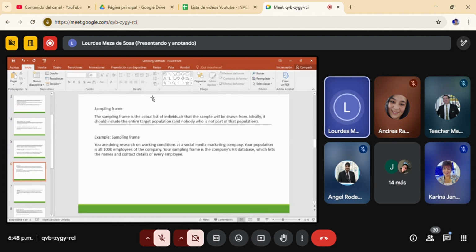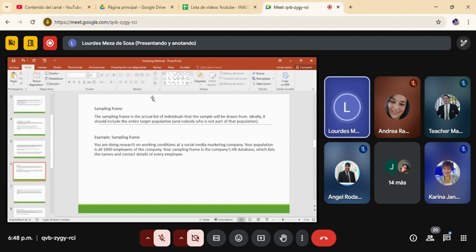For example, and I give you an example so it will be easier for us to identify. You're doing research on working conditions at a social media marketing company. So your population is all 1,000 employees of the company. Your sampling frame is the company's human resource database, which lists the names and contact details of every employee.